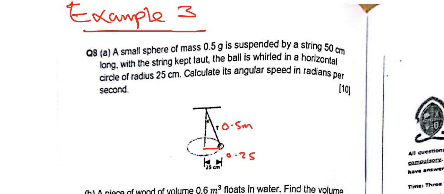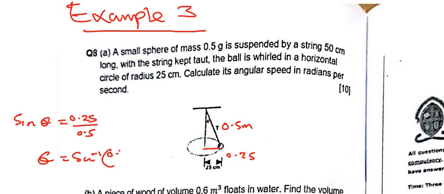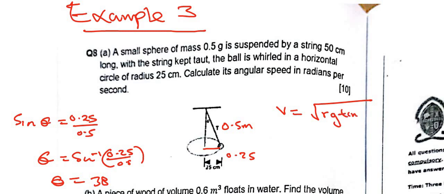The angle is not given, so we can use our knowledge of SOHCAHTOA for the trig to get our angle. So this is just going to be sine theta is equal to opposite over hypotenuse. Opposite is 0.25. Then this is just 0.5. So theta is equal to sine inverse of 0.25 over 0.5. Then we already have an expression, we got it previously. We say the velocity is just the same as the square root of the radius, g, then tan theta.